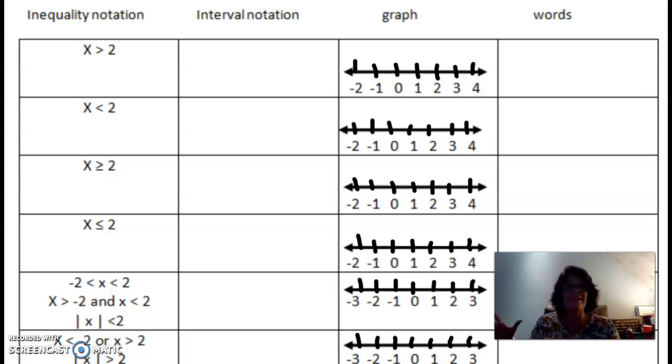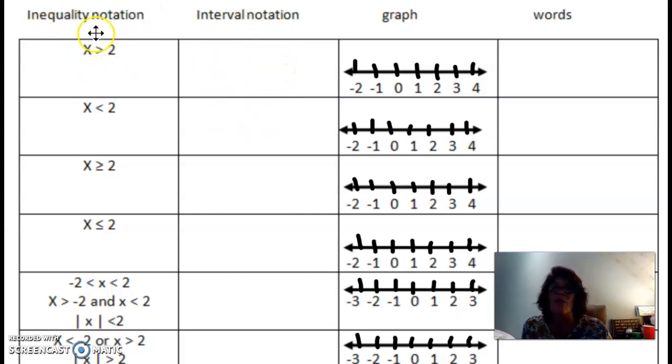Hey guys, last section of Unit 1. So excited. We are doing inequalities. I just want to make sure the new part for college algebra is that we're going to be writing our answers in interval notation.